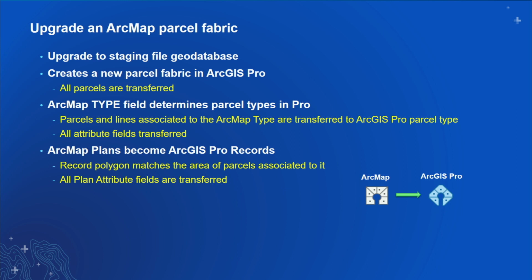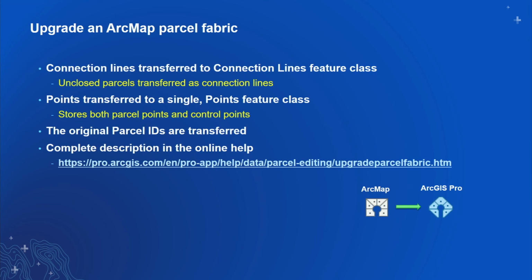Upgrade will transfer all your attributes. It's not going to leave any of your attributes behind. It'll use the type field in ArcMap to determine your parcel types. Plans, which were a table, now become a record feature class. Connection lines are extracted and put in a separate connection lines feature class. Points and control points are transferred to a single points feature class and are identified by an attribute field called isFixed. We do bring across your original parcel IDs.